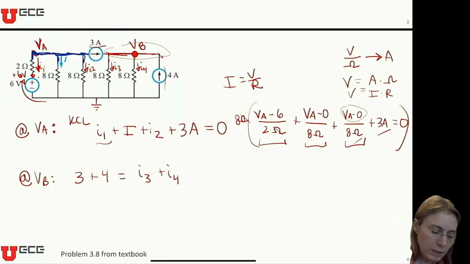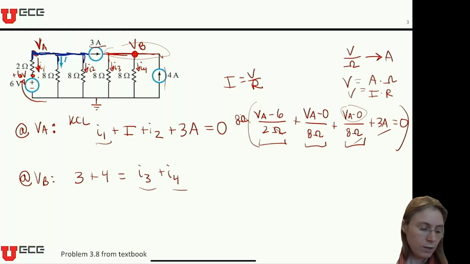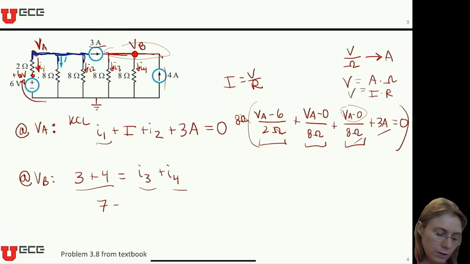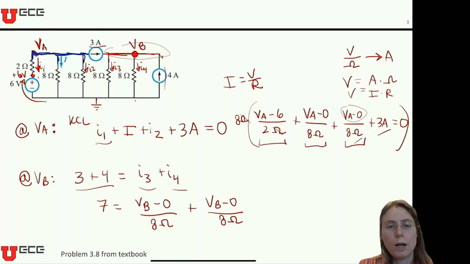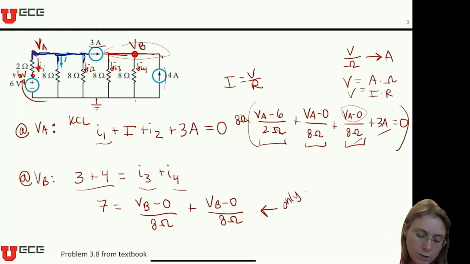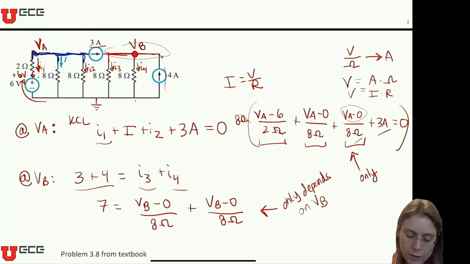Okay, now let's go and replace the currents we don't know down here at node voltage VB location. So I'll add these two together, this is 7. I3 is VB minus 0 over 8 ohms, and I4 is also from VB to 0, VB minus 0 over 8 ohms. Now, what's really interesting about this problem is we do have two unknown nodal voltages, but notice that this equation only depends on VB, and this equation up here only depends on VA.